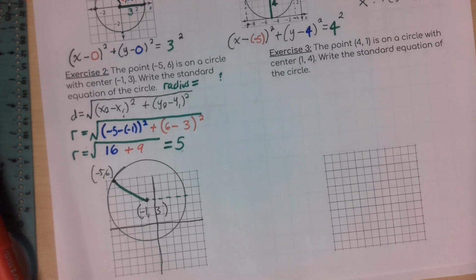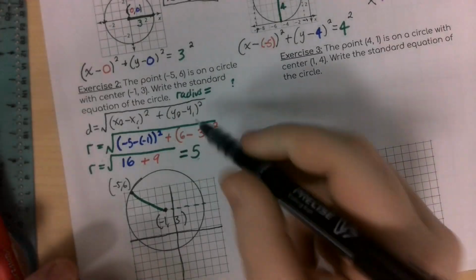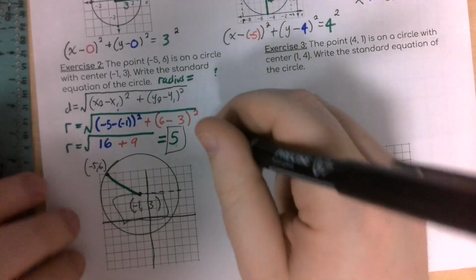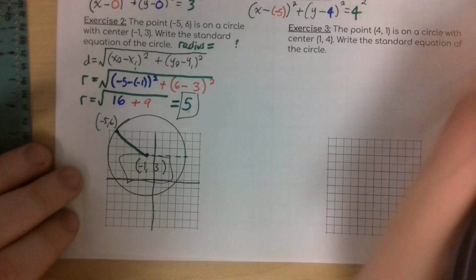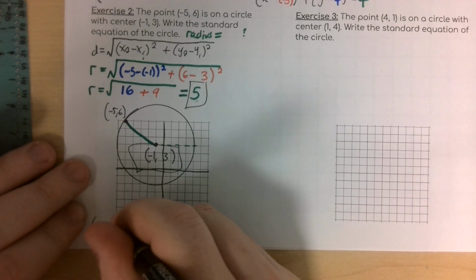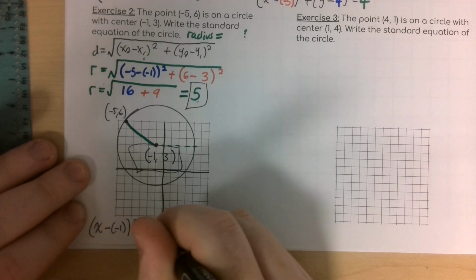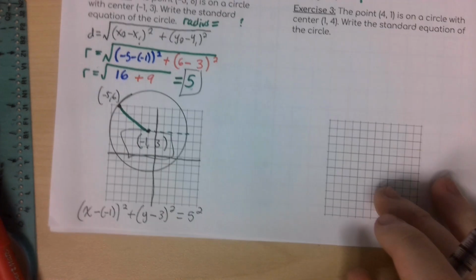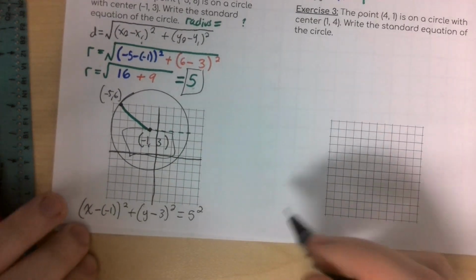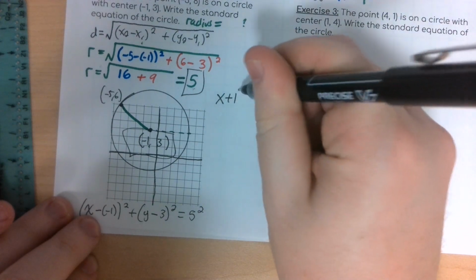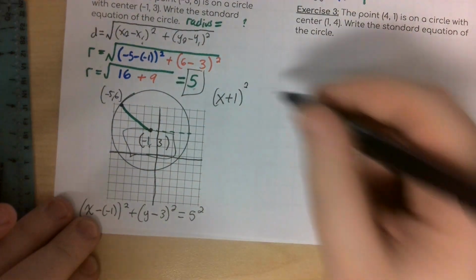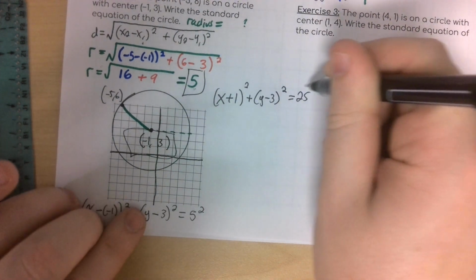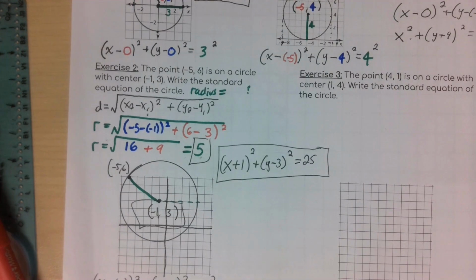Once we have our center and our radius, we can write the equation of our circle. Our center is negative 1, 3. Our radius is 5. So the equation is, I'll write it down at the bottom of the page here, x minus negative 1 squared plus y minus 3 squared equals 5 squared. We can just figure out what these are. X minus negative 1 is the same as x plus 1, so we get x plus 1 squared. Y minus 3 just stays the exact same as it always was, and 5 squared is 25. Perfect.